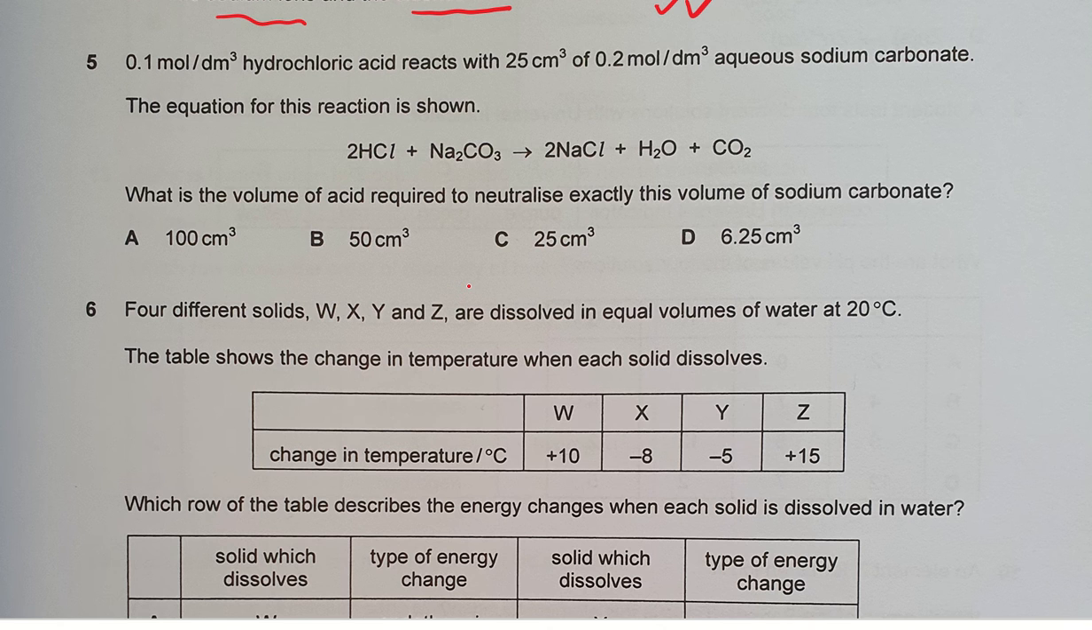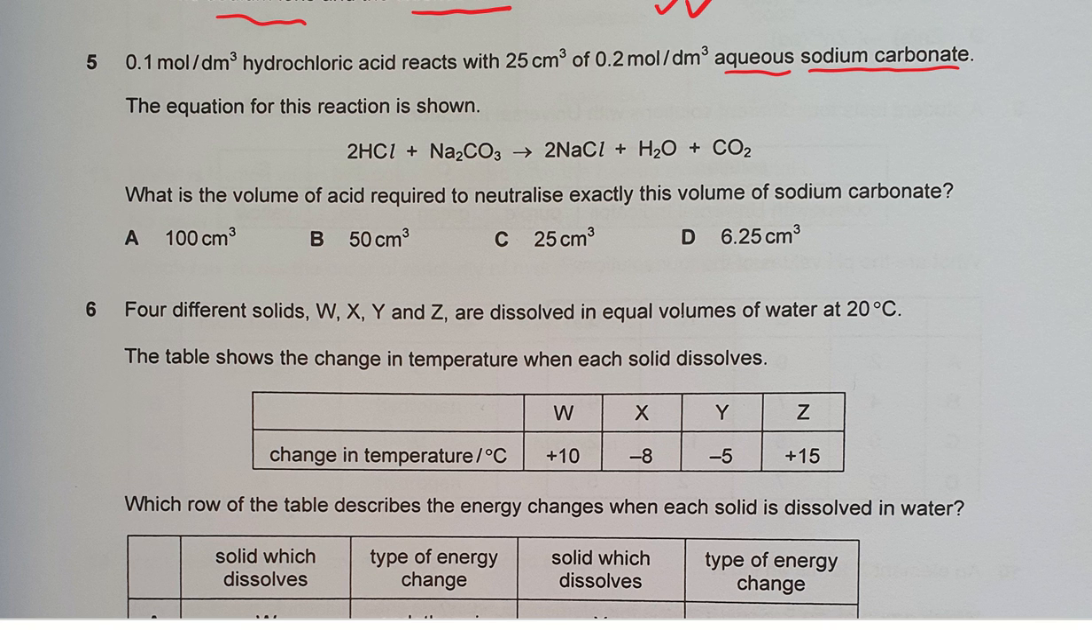Question number 5. Calculation question. 0.1 mole per dm cube of hydrochloric acid reacts with 25 cm cube of 0.2 mole per dm cube of aqueous sodium carbonate. The equation for the reaction is shown below. What volume of acid is required to neutralize exactly this volume of sodium carbonate? First of all, you need to realize that the sodium carbonate is in aqueous form, so basically I have two solutions. This is basically a titration reaction.